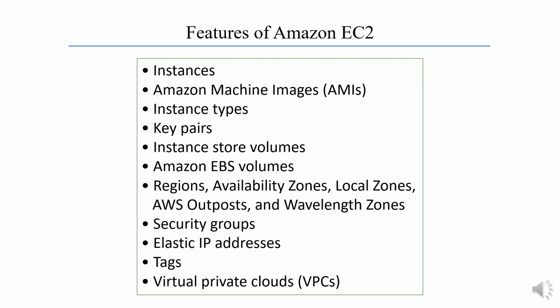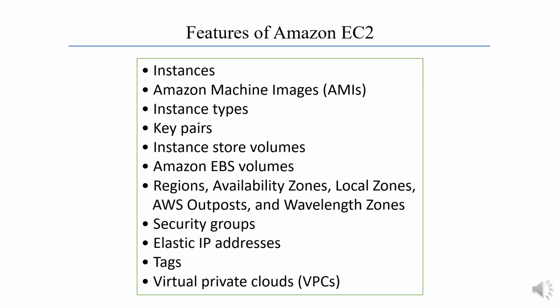Elastic IP addresses. They are static IPv4 addresses used for dynamic cloud computing. Tags. Tags are metadata or labels that you can create and assign to your Amazon EC2 resources.